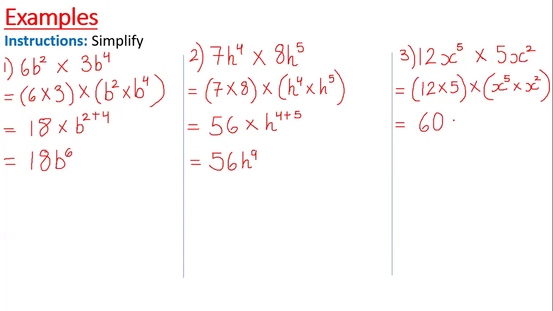60, so it's going to be 60 times what? x to the power of 5 plus 2. And it's going to be equal to 60 and x to the power of 7. To the power of 7, very good.